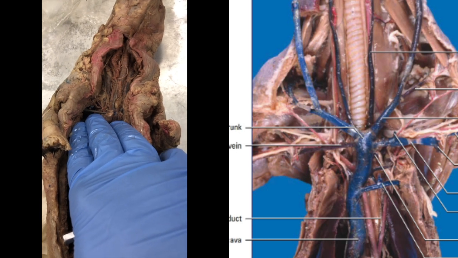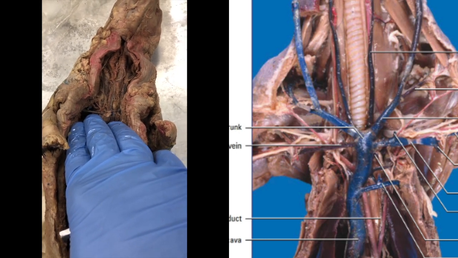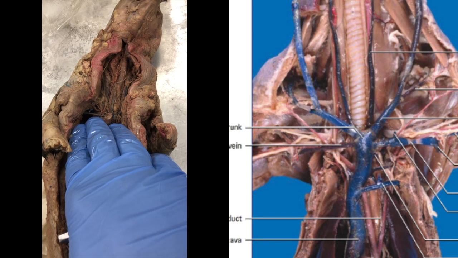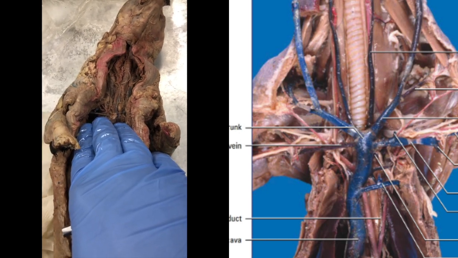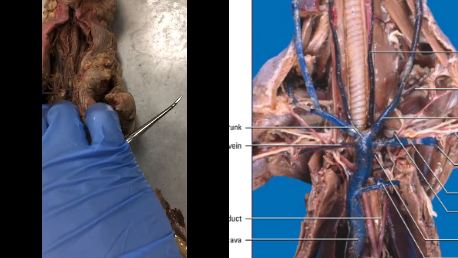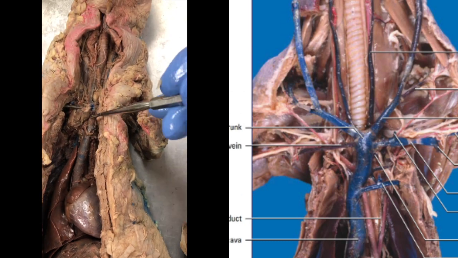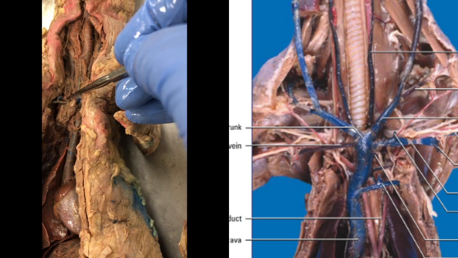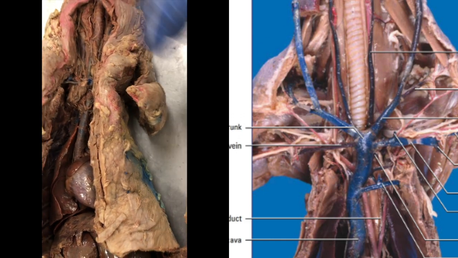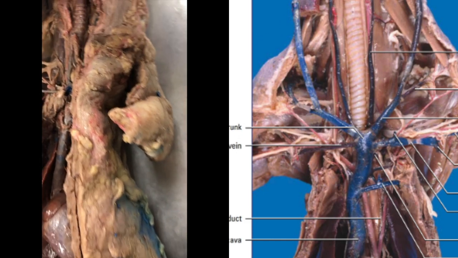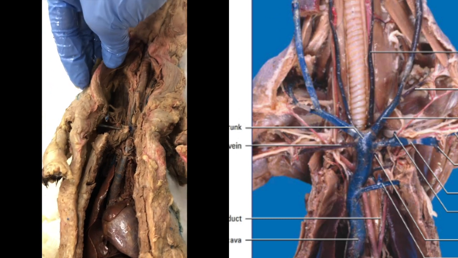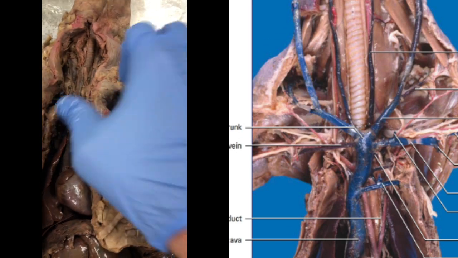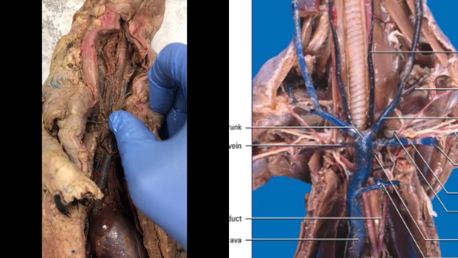That would be the right subclavian, and where we're at right now, that'd be the right subclavian vein. You can't quite tell, it kind of broke a little bit. This blue section you can see right here, and over here on the right, this thing extending up laterally, that is the external jugular vein. You can see it a little bit better on this side right here.